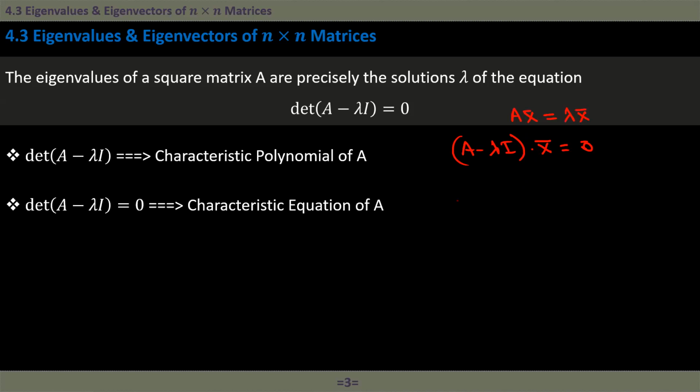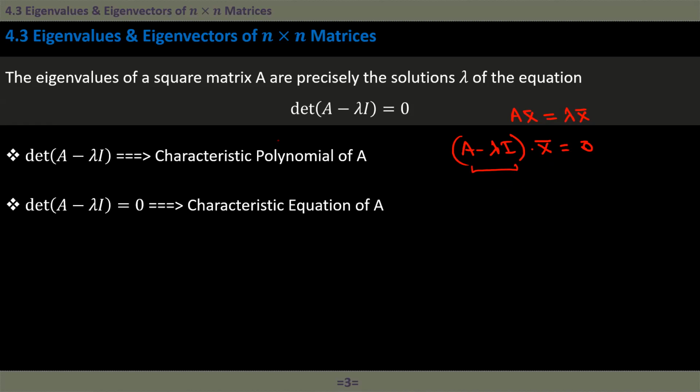For this system to have a non-trivial solution, this determinant should be equal to 0, because if the determinant is not equal to 0, then A minus lambda I is invertible. If it is invertible, this homogeneous system has only the trivial solution, only the 0 vector. But we are not interested in the 0 vector. We are interested in non-zero vectors that satisfy this equation.